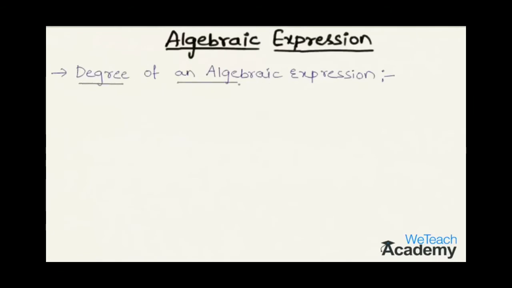Now let us learn what the degree of an algebraic expression is. Here we have an algebraic expression 7x cubed minus 4x square plus 3x plus 2. Now let us find the degree of this expression. The degree of the first term, 7x cubed, is 3, as the power of x is 3. Similarly, the degree of the second term, minus 4x square, is 2, the degree of the third term 3x is 1, and the degree of the constant term is 0. Among the degrees 1, 2, 3 and 0 of the four terms, the greatest number is 3. So the degree of the given expression is 3.